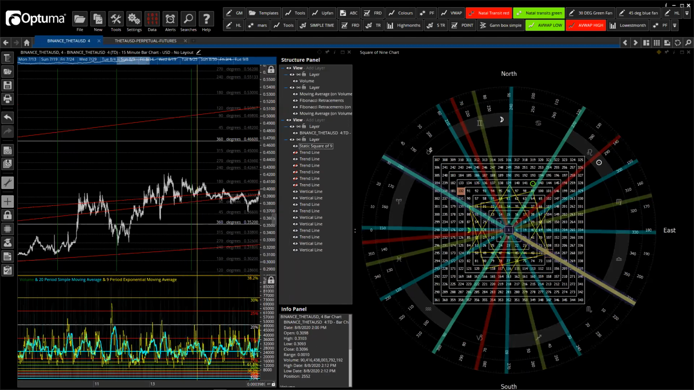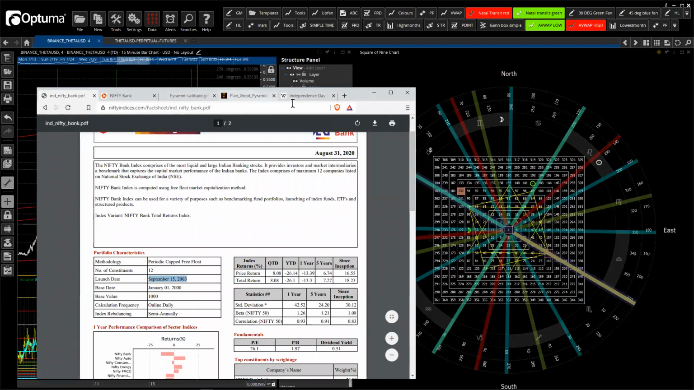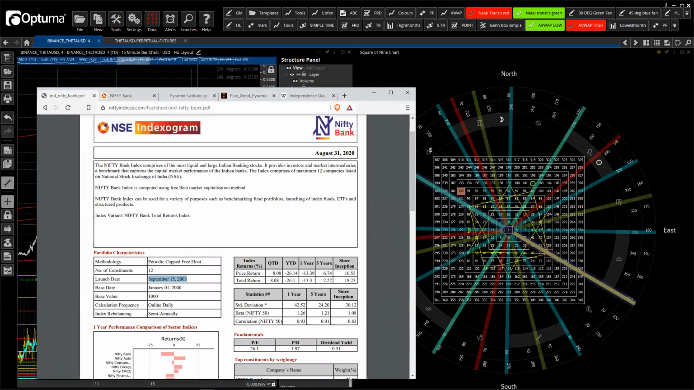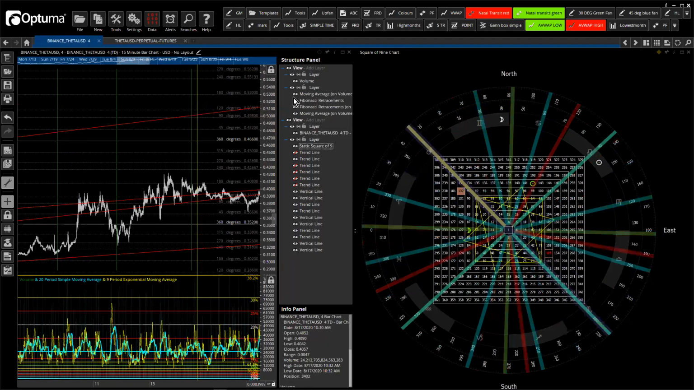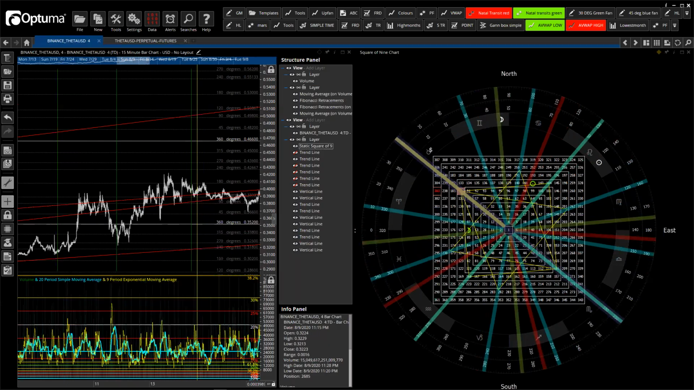If you want to see Theta coin, I believe it has a natal date. I'll get the natal date for you if you need it. But basically, the idea is that you're always set to the market. So if the market is in New York, your planets are set to the market in New York.